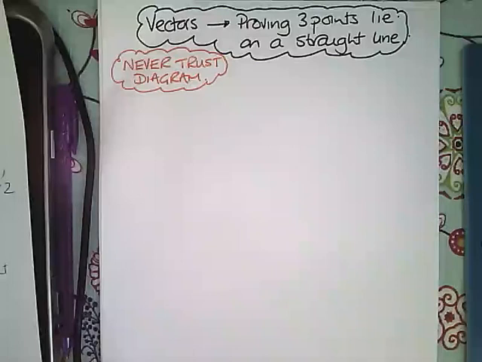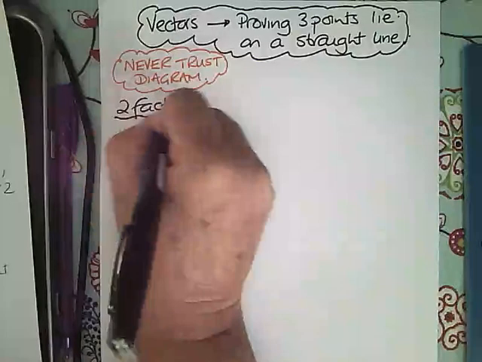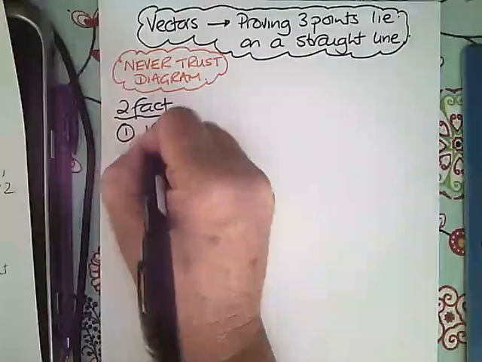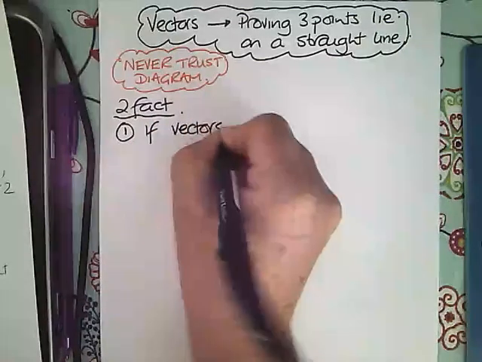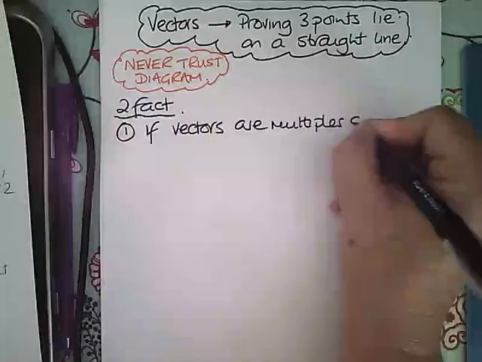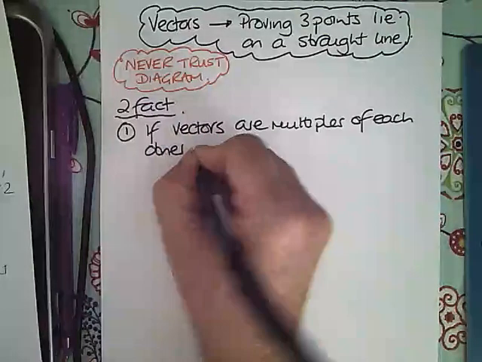Second thing is there are two facts that we need to use in order to do this, and it's the same thing every single time. So once you get used to using these two facts, then it's a very simple process to prove that 3 points lie on a straight line using vectors. The first fact is that if vectors are multiples of each other, they are parallel.